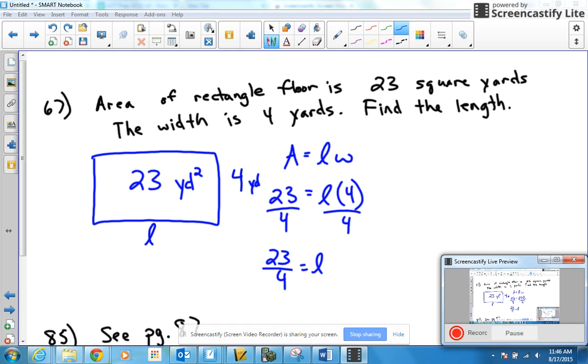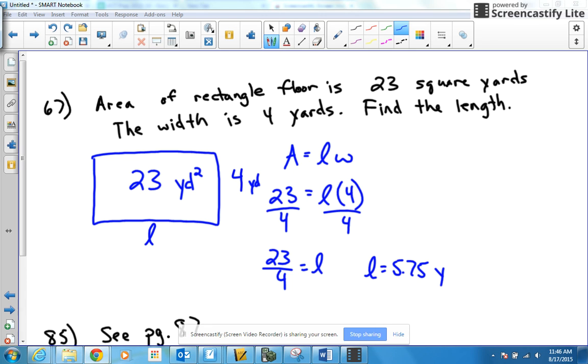Or if you prefer, 5.75. And do not forget your unit. It is 5.75 yards.